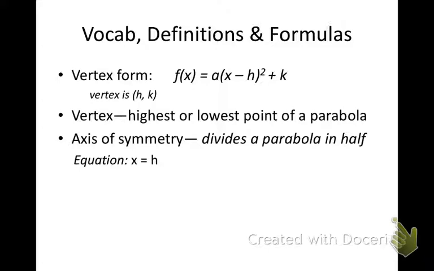And now we're going to add something else to our vocabulary of quadratics: the axis of symmetry. This is an invisible line that runs right down the middle of the parabola and divides it in half. And then we can write an equation for that vertical line: x equals whatever the h value is in your quadratic equation in vertex form.